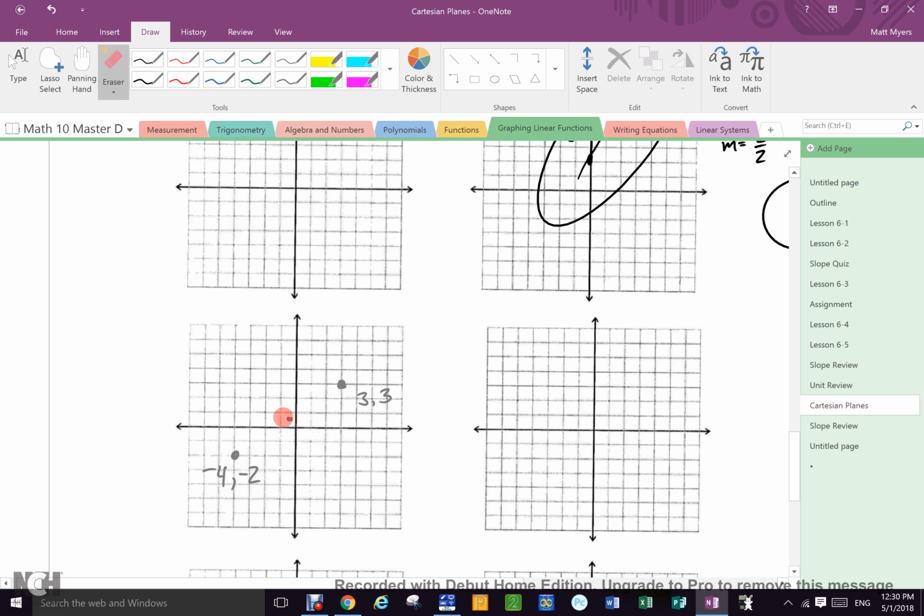Now, I have put a dot right there, yes? What is that dot's value?